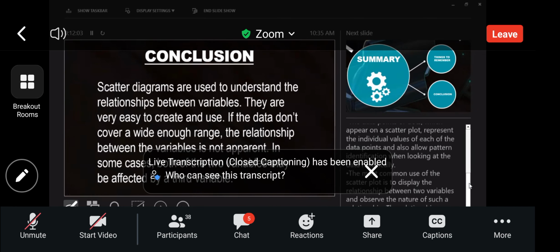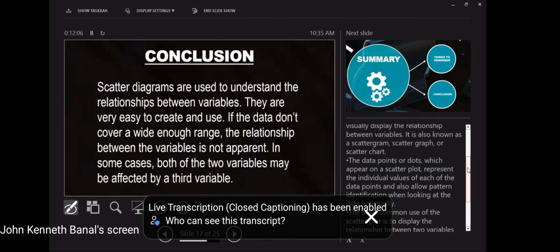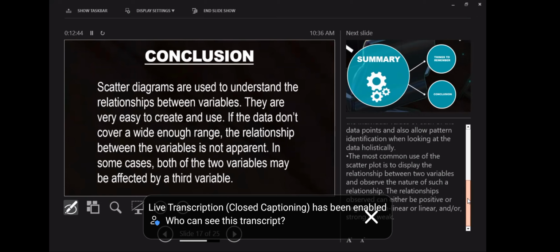So, si scatter plot, also known as scatter graph. So, yung mga data points or dots na nag-appear sa plot natin, they represent the individual values of each of the data points and allow pattern identification when looking at the data holistically. So, ang sa scatter plot more on visual siya. Pero kapag kunyari hindi natin ma-identify, pwede tayong mag-solve yung coefficient of correlation. So makikita natin doon yung strength ng relationship ng dalawang variables or data na sinecheck natin. So, the relationships in the scatter plot diagram observed can be either positive, negative, no relation at all, non-linear, linear, strong, and weak.